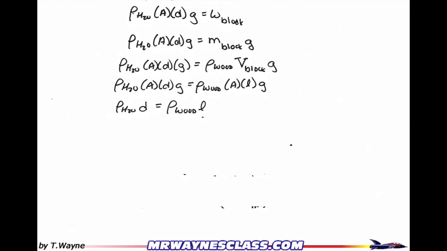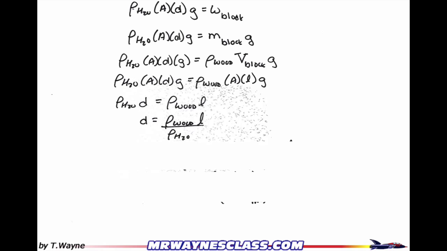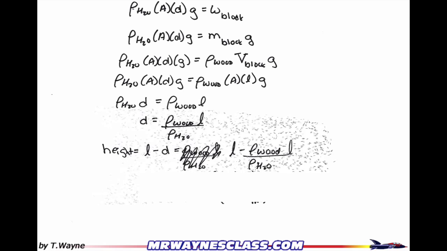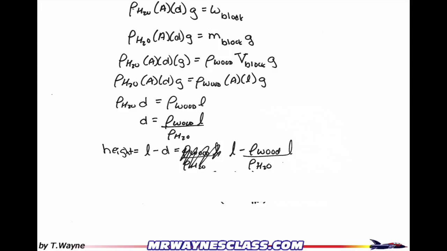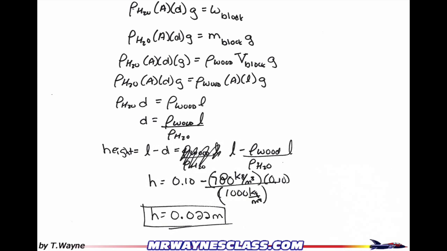Slide this up a little bit. Now I know that the depth of the block that's underwater is equal to the density of the wood times the whole side length of the block divided by the density of the water. So the height that's above the water is equal to the length of the side minus that depth. That's equal to length minus density of the wood times the length divided by the density of the fluid it's in, the water. Putting in my numbers, doing a little bit of math, I get the height above the surface as being 0.022 meters.